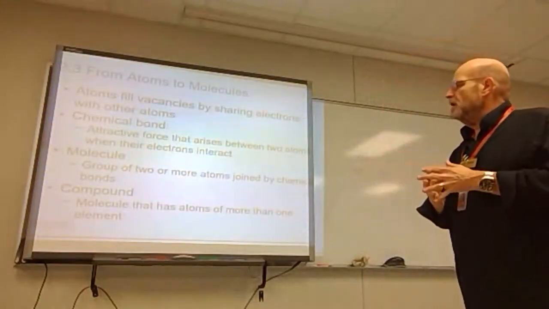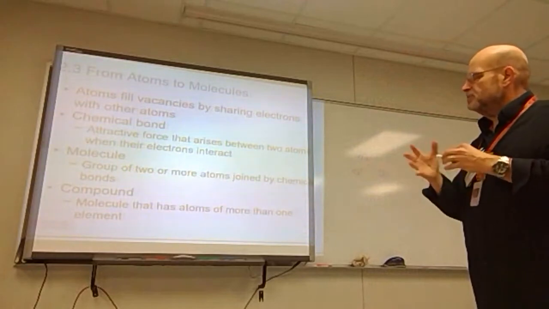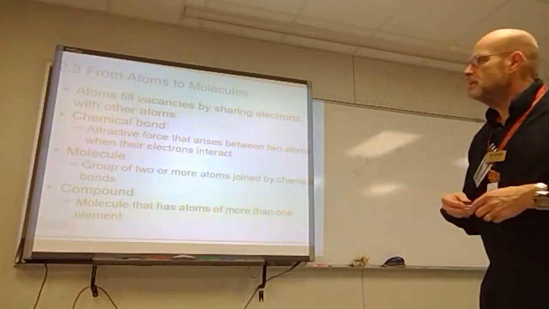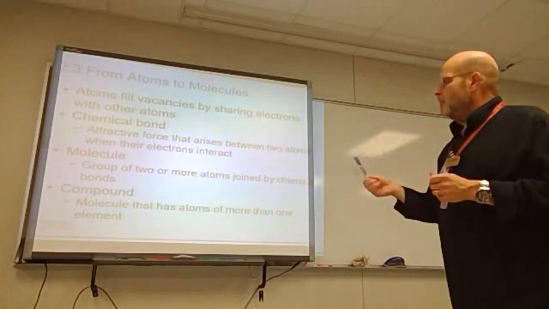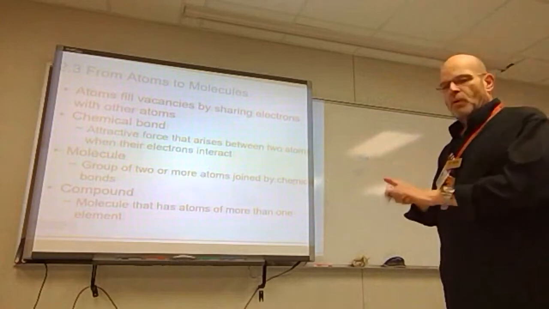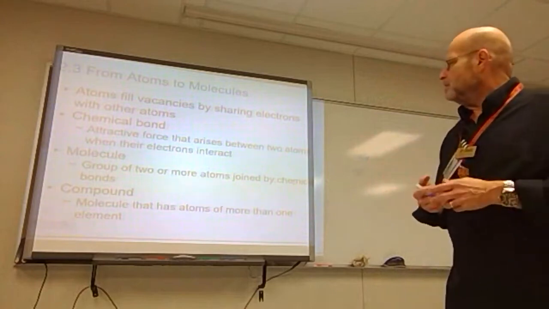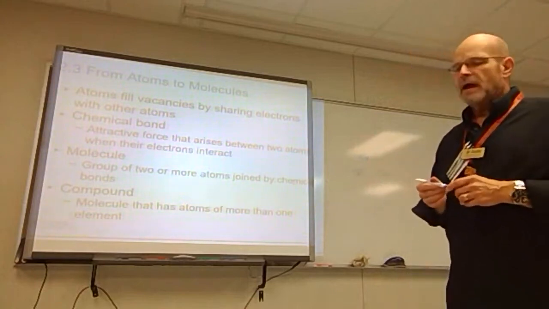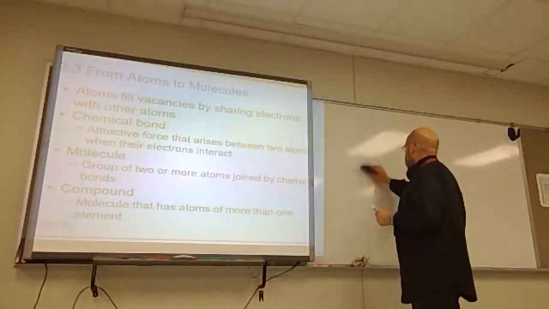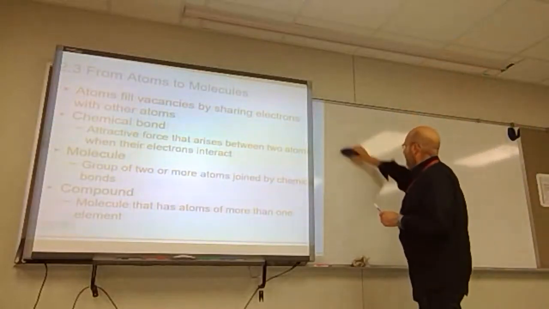Atoms can fill those vacancies by sharing electrons. That is how chemical bonds are formed. A chemical bond is an attractive force that arises between two atoms when their electrons interact. A molecule of something is more than one atom.